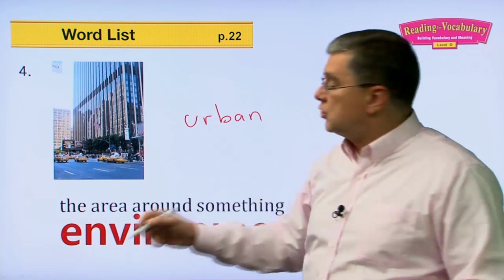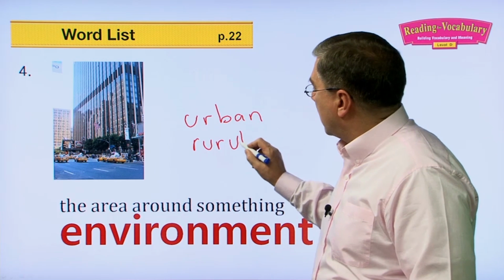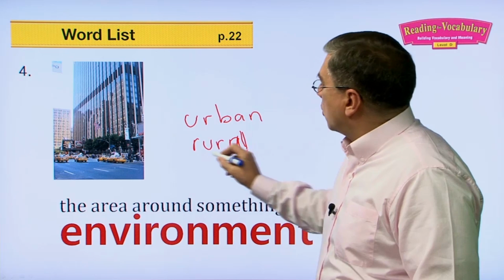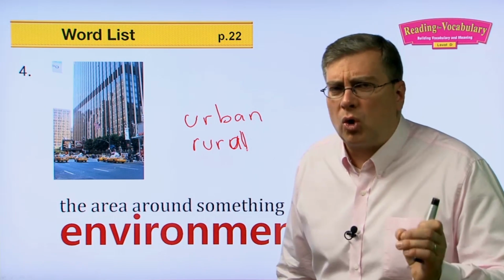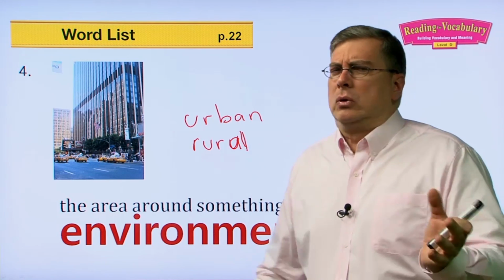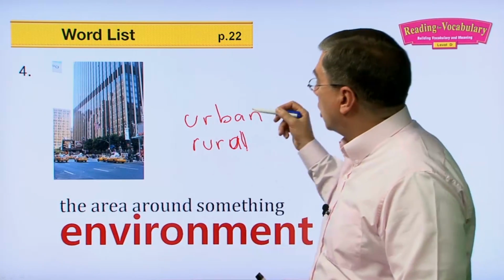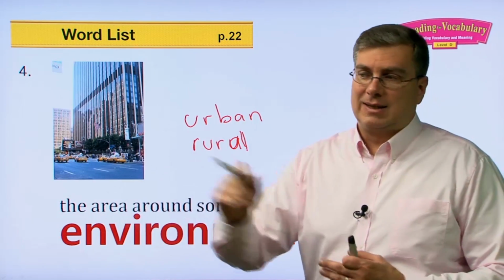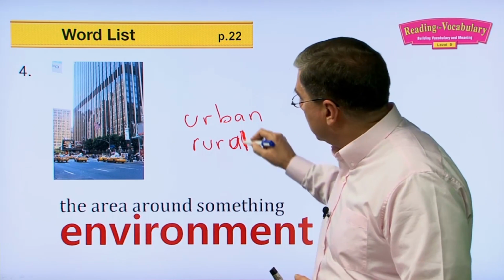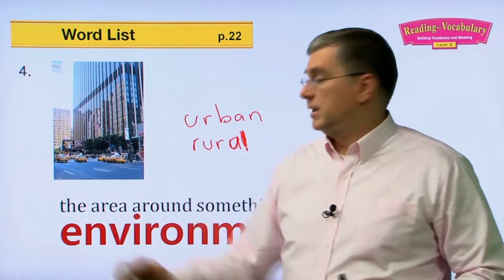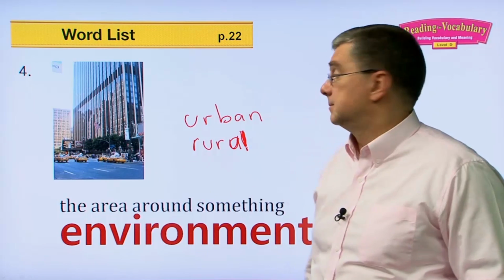But if we go to the country, then we say we are in a rural environment. Be careful because the pronunciation is difficult. Rural, right? R and L. Rural. Rural means you're in the country. So you can have an urban environment that's in the city, or you can have a rural environment, there's just one L, that's out in the countryside. So different environments. It's the area. What is your environment like?